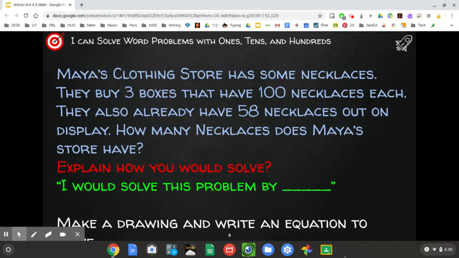So your word problem says that Maya's clothing store has some necklaces. They buy 3 boxes that have 100 necklaces each. They also already had 58 necklaces out on display. How many necklaces does Maya's store have?